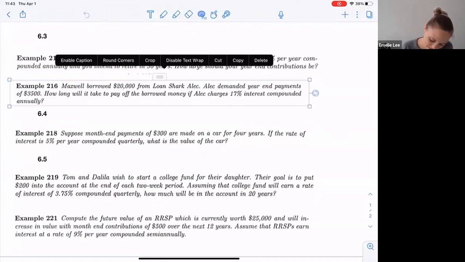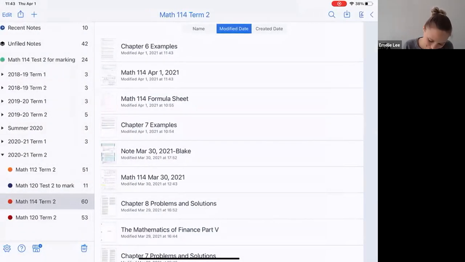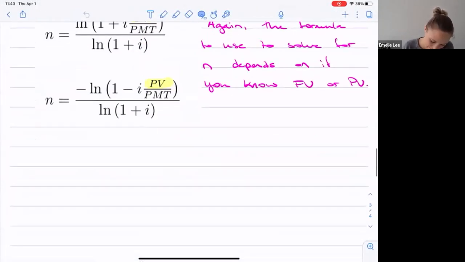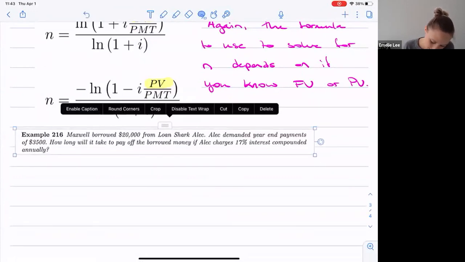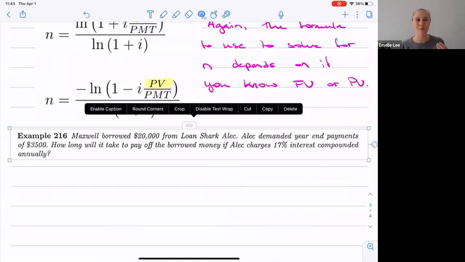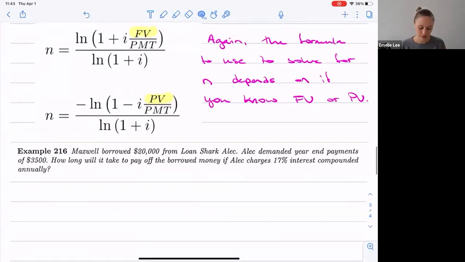Oh, loan shark Alec. All right. So N, remember, is the number of payments now, right? And so if we know the number of payments, then just like before in the compound interest case, you had to solve for N to solve for T. So now the problems are going to be kind of phrased the same. How long is this going to take to pay off, right? And so here we go.